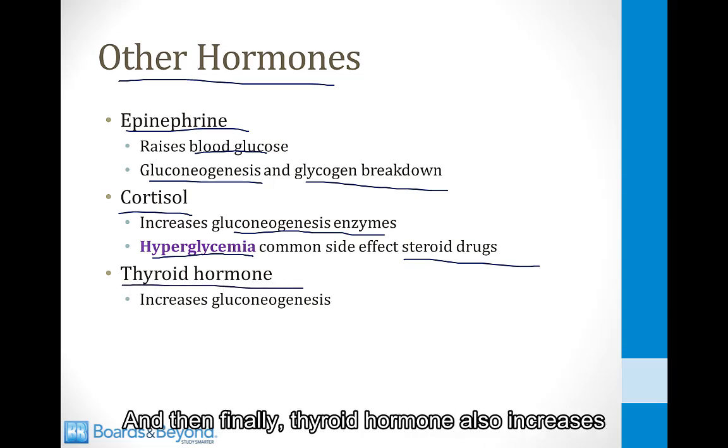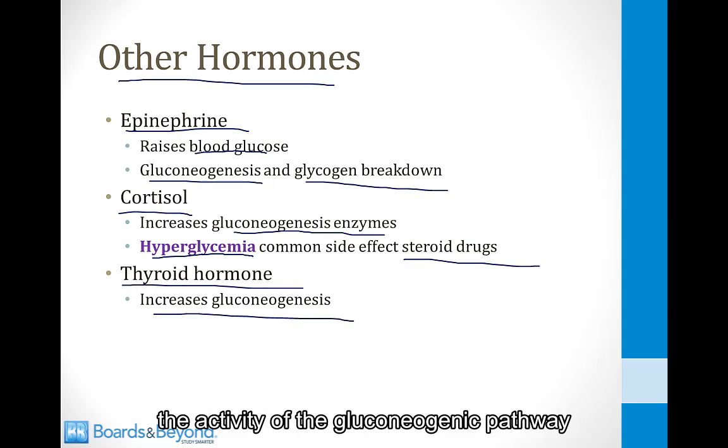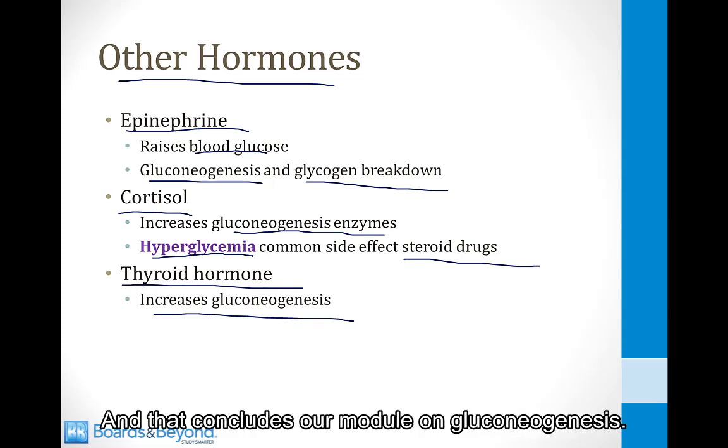And then finally, thyroid hormone also increases the activity of the gluconeogenic pathway and all its enzymes and intermediates. And that concludes our module on gluconeogenesis.